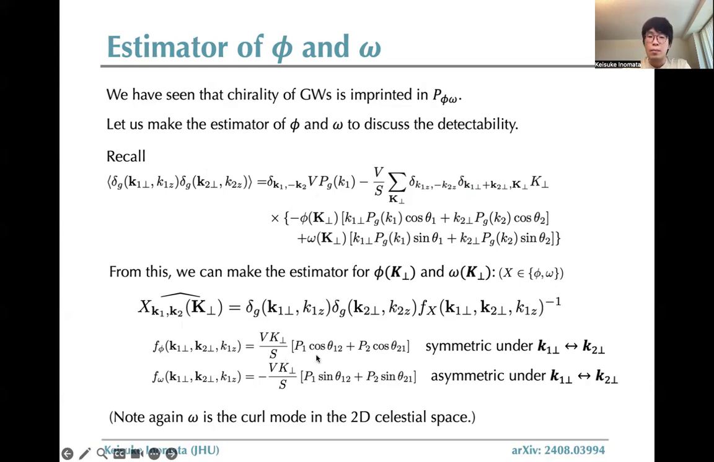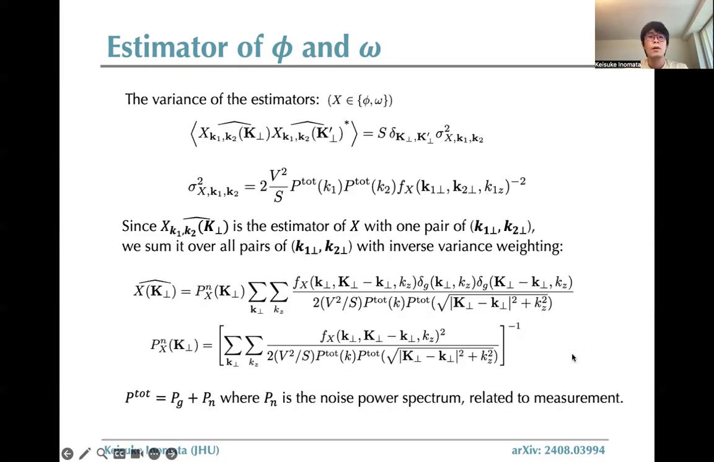And we can see that under the exchange of K1 perpendicular and K2 perpendicular, this f phi is symmetric. On the other hand, f omega is asymmetric. This comes from the fact that omega is the curl mode in the 2-dimensional celestial space. So that's why f omega is asymmetric under this exchange. The variance of these estimators is given by this.